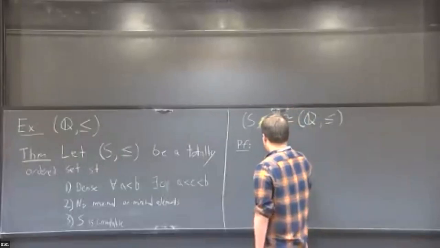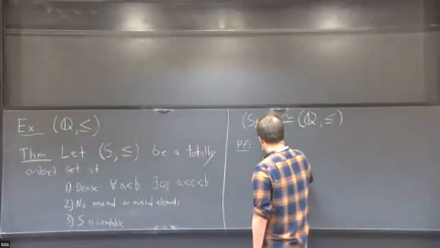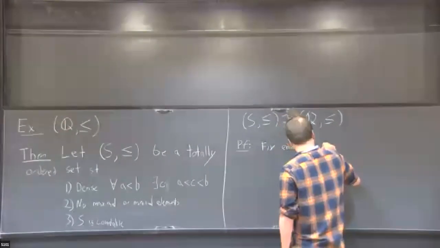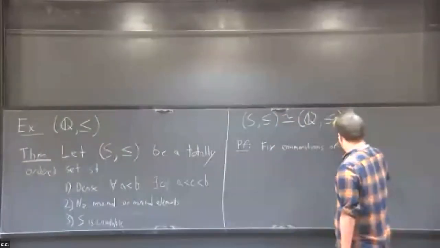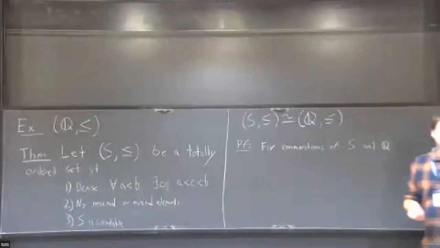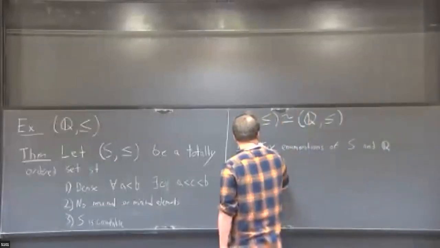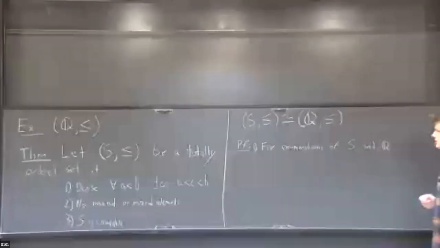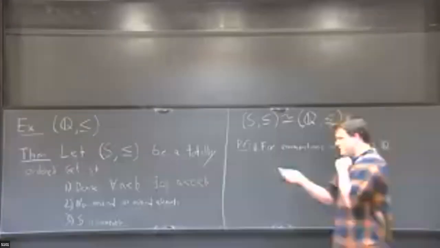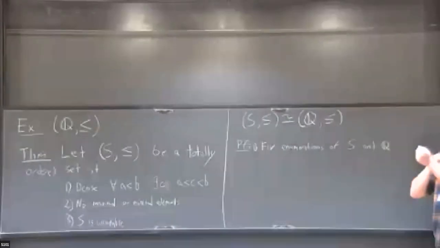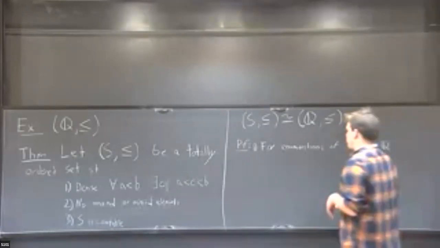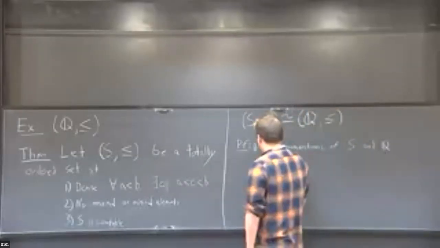So the first step is to fix enumerations of S and Q. Right away, we use the property that they're countable. Now I'm going to construct a bijection, but I'm going to think of it as a matching between them. Instead of being one directional, I want to think of it as going in both directions simultaneously. And the argument goes like this.